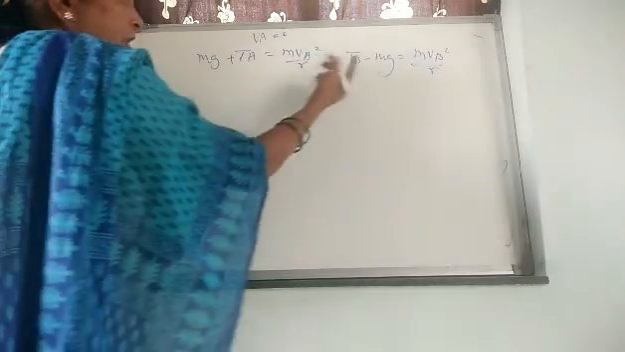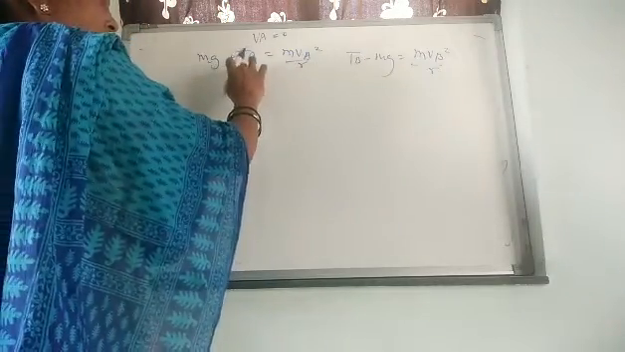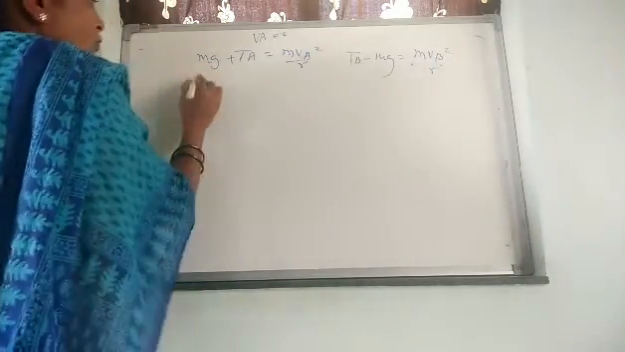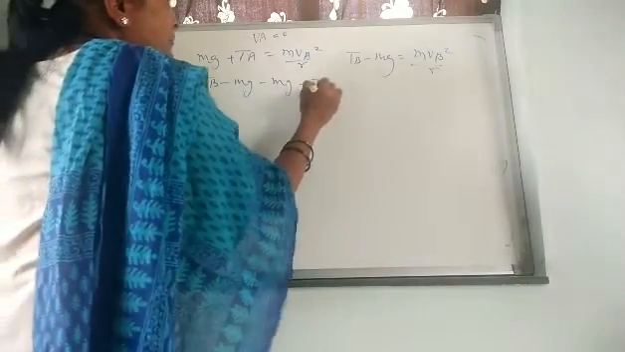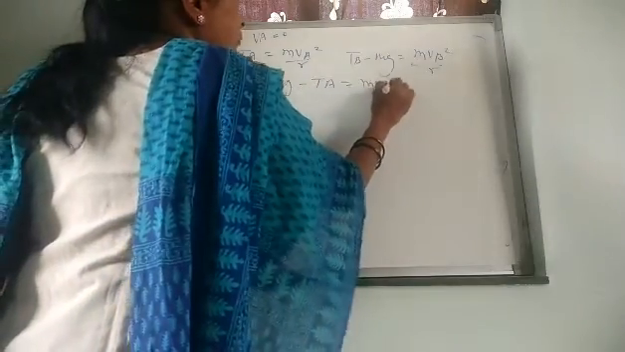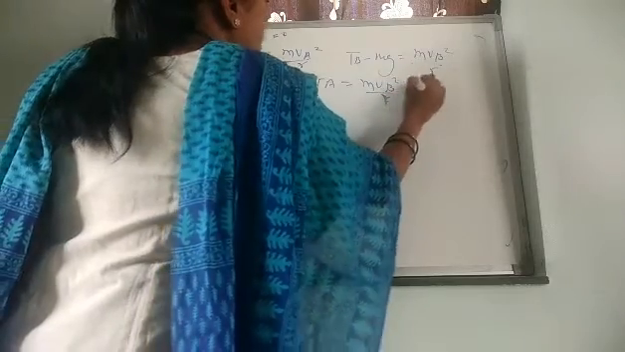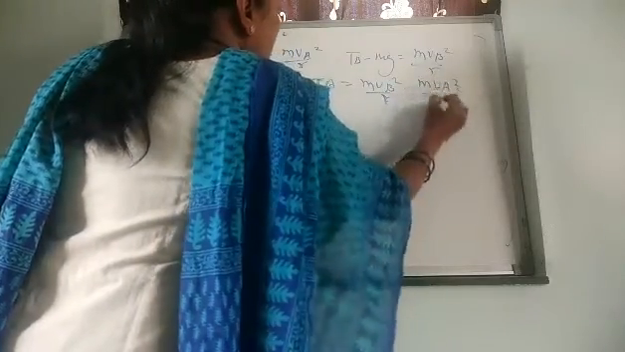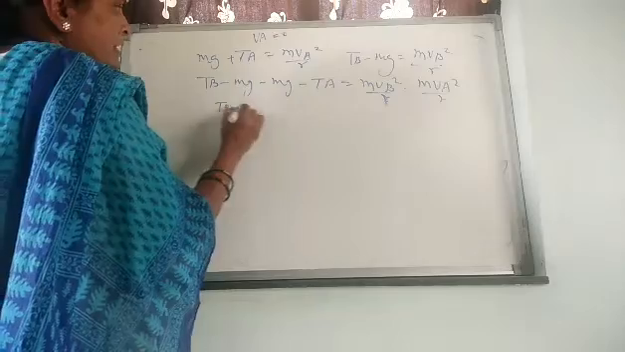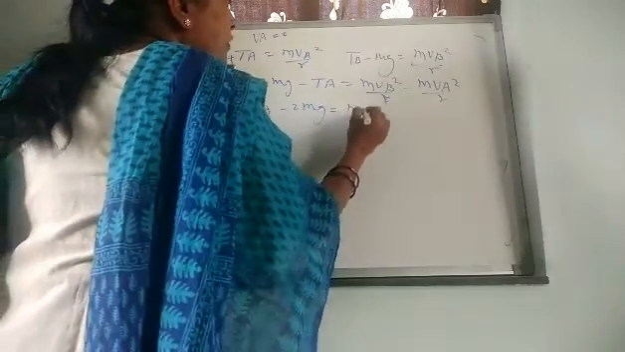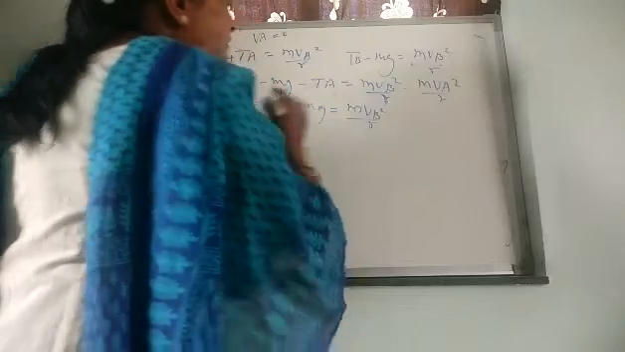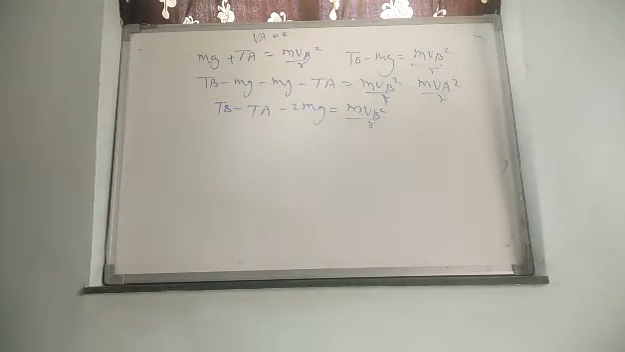Now, if we subtract equation 1 from 2, then Tb minus mg minus Ta is equal to m vb square upon r minus m va square upon r. That means Tb minus Ta minus 2mg is equal to m vb square upon r. Here Va is equal to 0.